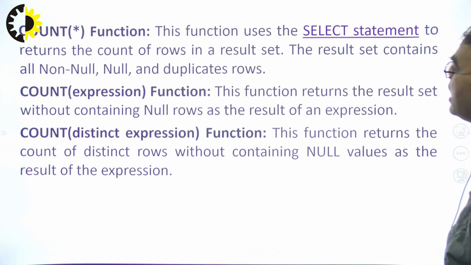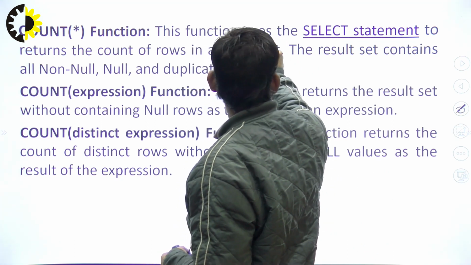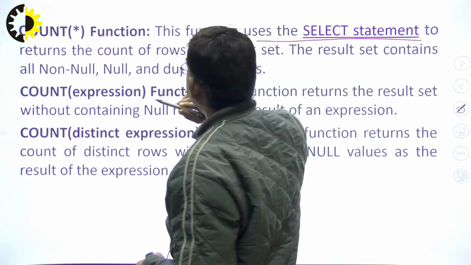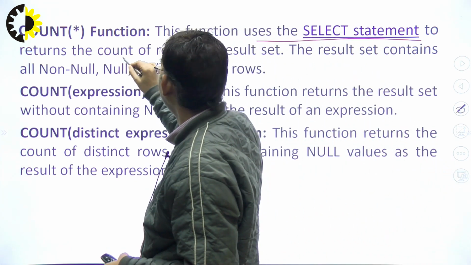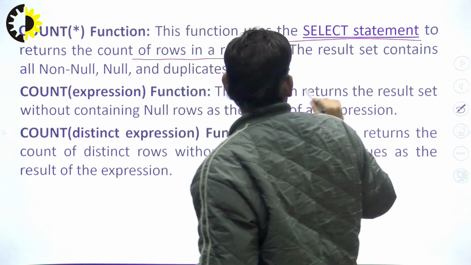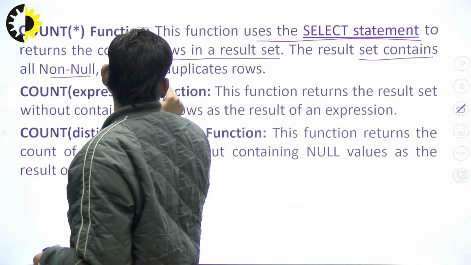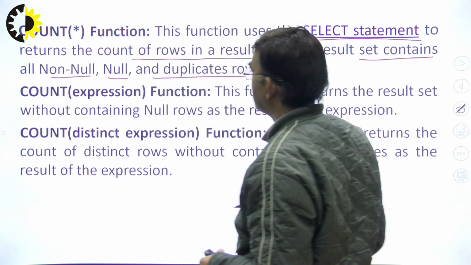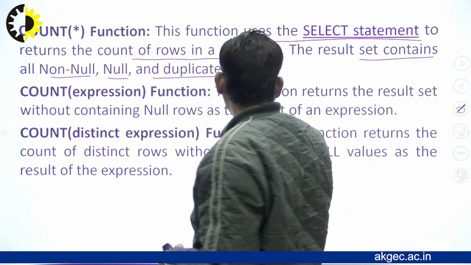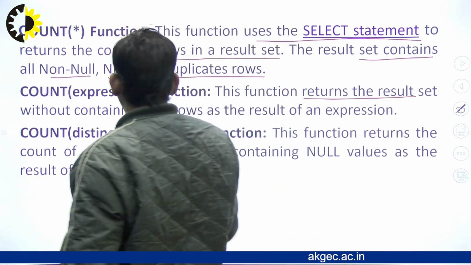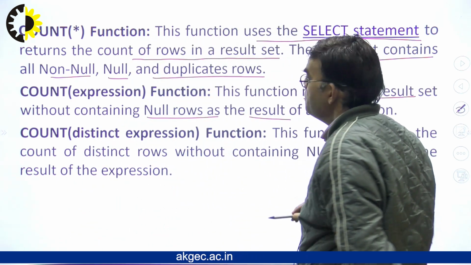First one is count star. This function is used with the select statement to return the count of rows in the result set. The result set contains all non-null, null and duplicate rows. This is count star. And the count expression function returns the result set without containing null rows as the result of an expression. This is count expression.